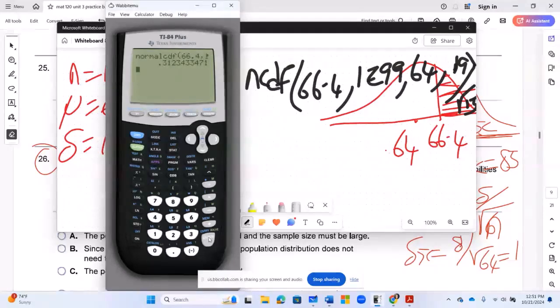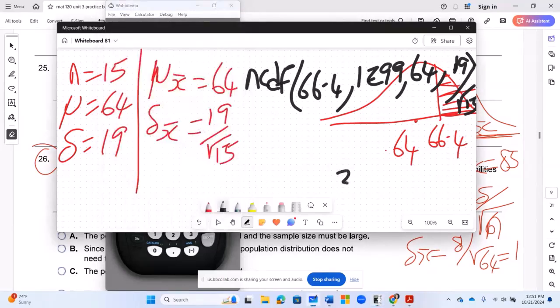Therefore, area to the right is 0.3123, which is 31.23%. I can write it in decimal. So the area to the right of 66.4 is 0.3123. Okay, I hope this is clear.